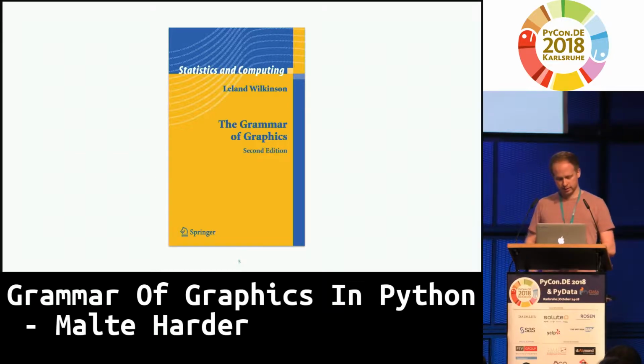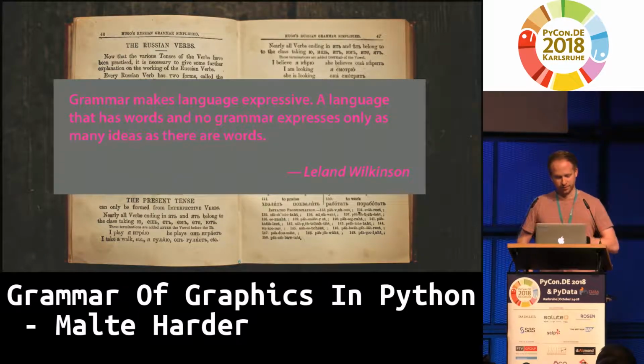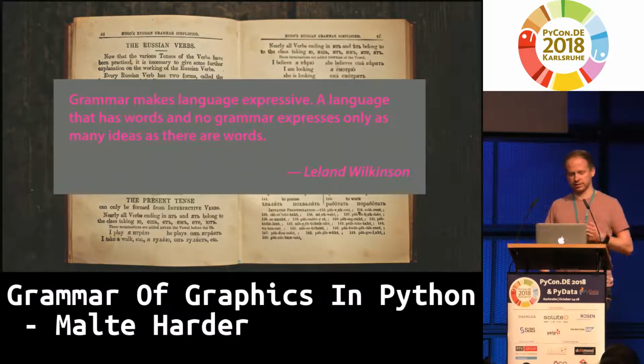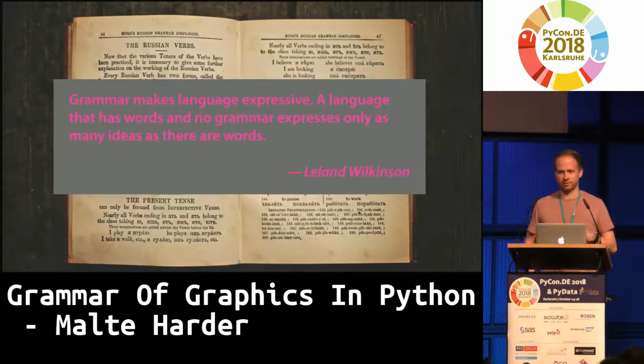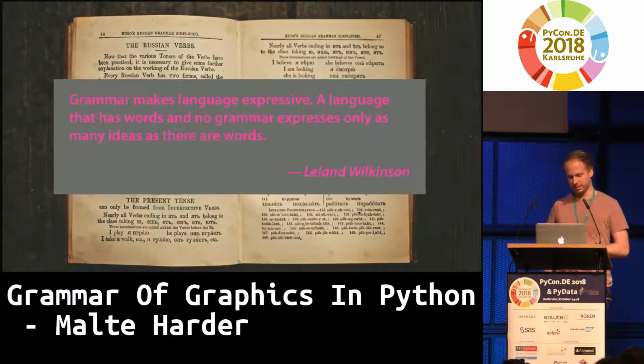The idea is that a grammar makes a language expressive, and this is a quote from the book: a language that has words and no grammar expresses only as many ideas as there are words. So the grammar restricts how you compose things, thereby actually making things more expressive. I think that's a great concept to bring into visualizations: not having templates where you just fill things in, but being able to compose things to build something that is more than the individual parts.